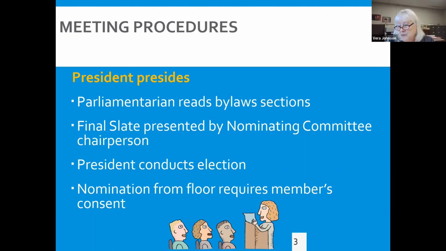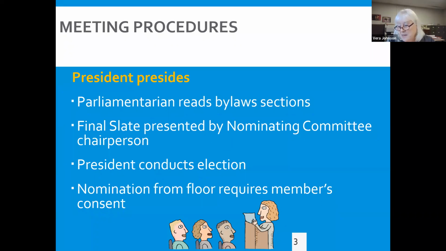During the meeting, the president asks the parliamentarian to read the parts of the bylaws which pertain to elections. This is in Article 5, and the specific sections are listed in your checklist. The president then asks the chair of the nominating committee to read their report. The chair reads the report and highlights any changes if they are presenting an amended slate. The president rereads the report of the nominating committee and asks each nominee to stand.